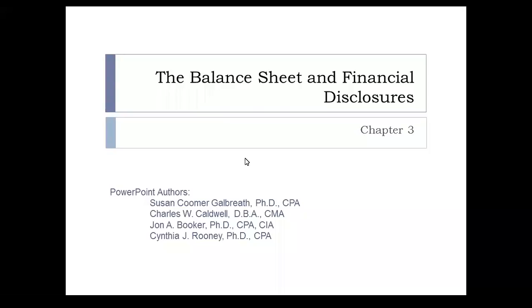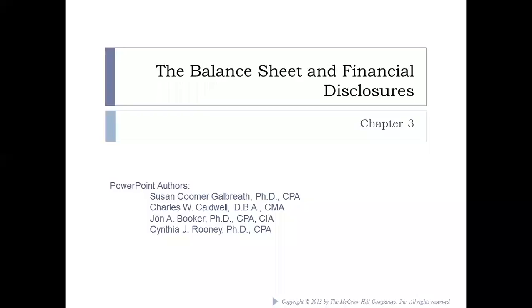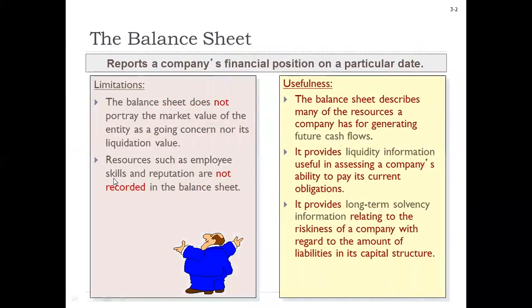This chapter we're going to be talking about a couple of topics, the balance sheet and financial disclosures. Okay, as you remember from your earlier accounting classes, the balance sheet reports a company's financial position on a particular date. So normally as of the end of the year, but it could be end of the month, could be end of the quarter.